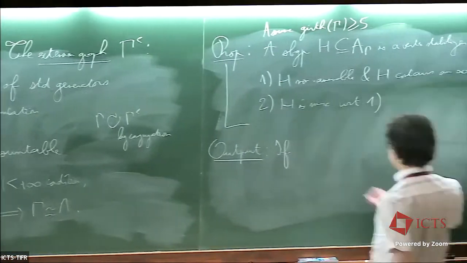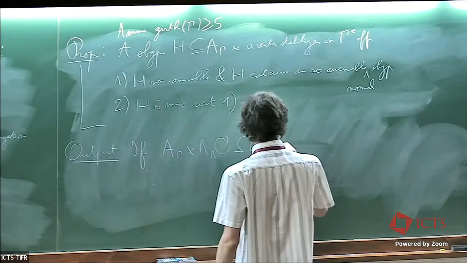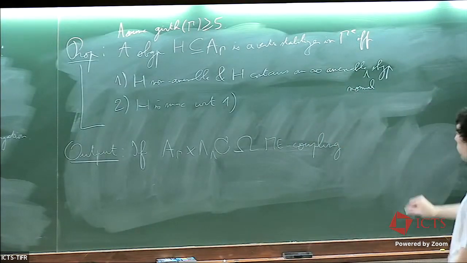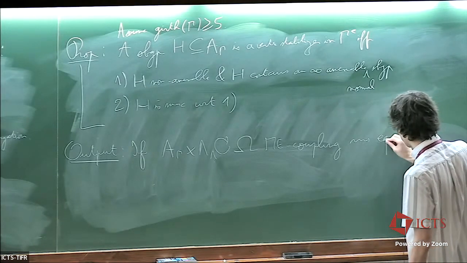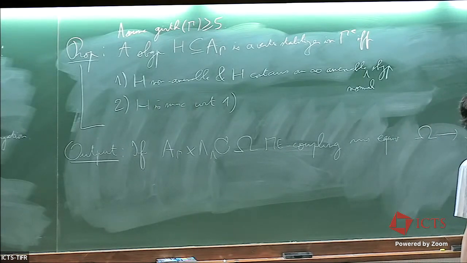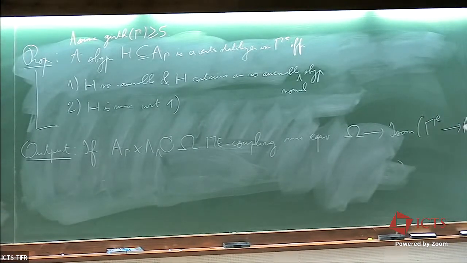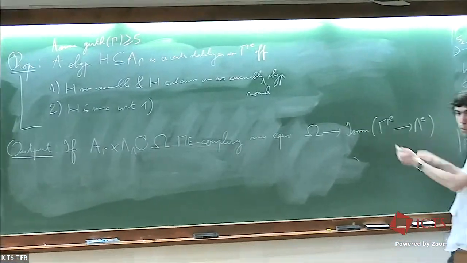And the output of all of this is that if you have a measure equivalence coupling between A gamma and A lambda, then this argument builds an equivariant map from omega to the space of isomorphisms from the extension graph of gamma to the extension graph of lambda, where gamma is acting by precomposition and lambda is acting by postcomposition. And in particular, if they are measure equivalent, then the graphs are isomorphic.